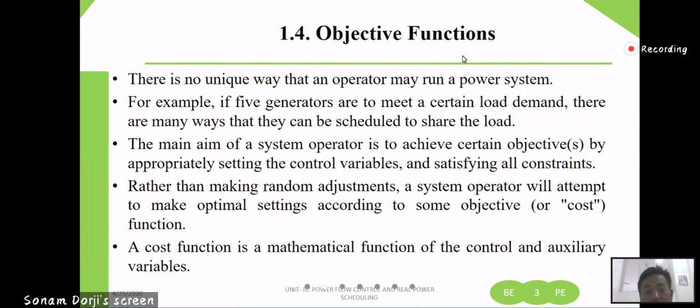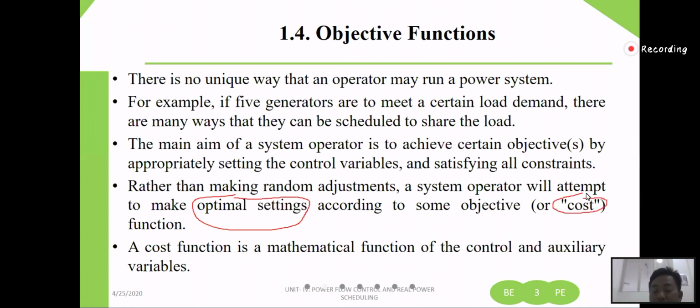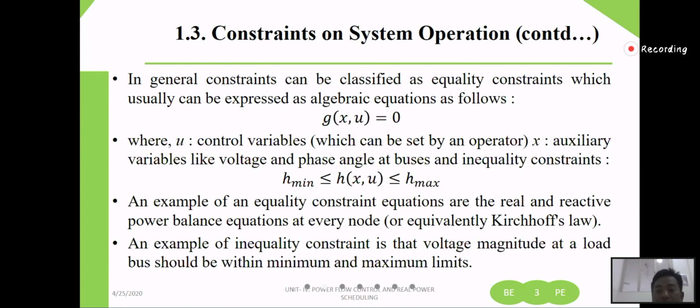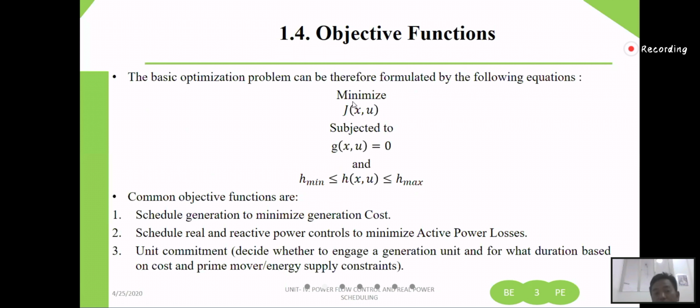In general, we do an optimal setting according to some objective function, that is, a cost function. Cost function means expenditure should be less and income should be more, or fewer losses and more revenue. This cost function is a mathematical function of the control variable and auxiliary variable, which I have introduced a little bit here. Let's start a little on the optimization problem.